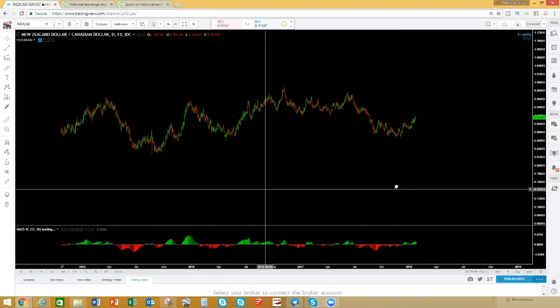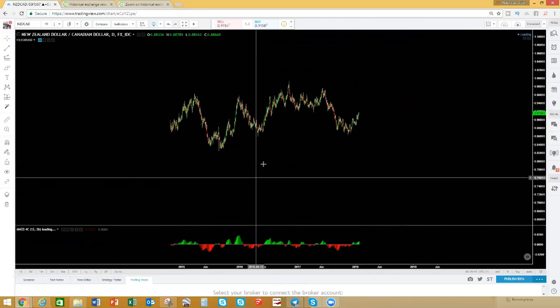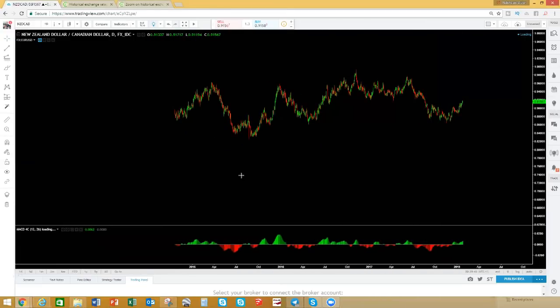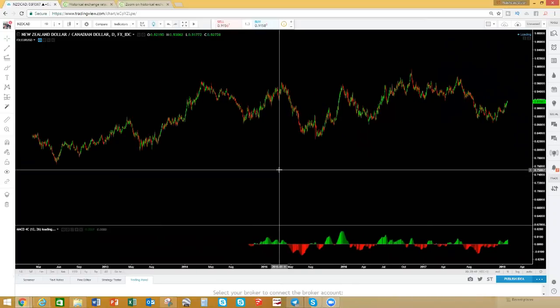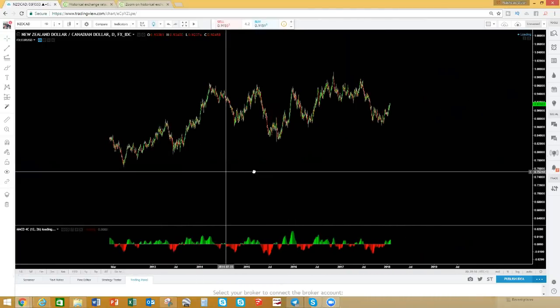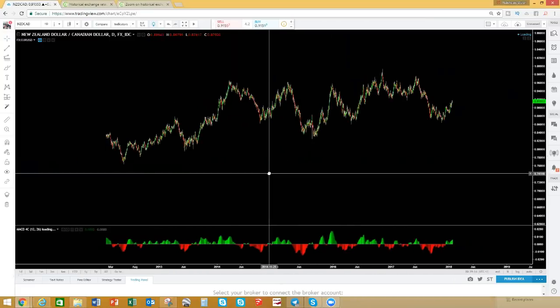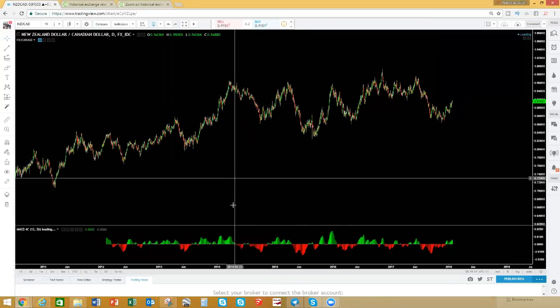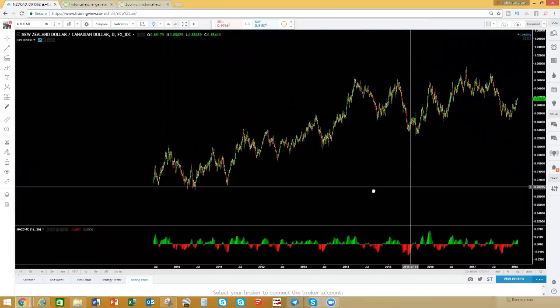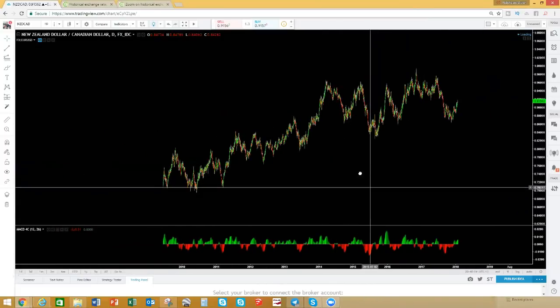Let's load the daily chart. It's just loading. Let's give it a few more seconds. It's just a bit slow, but okay. Now we've got all that data on the screen.